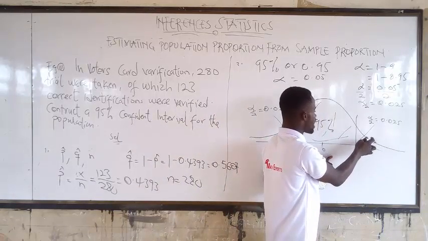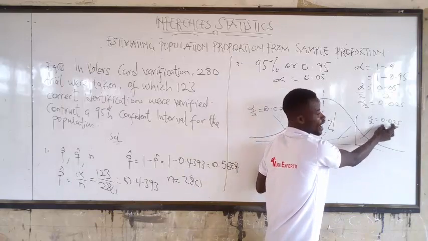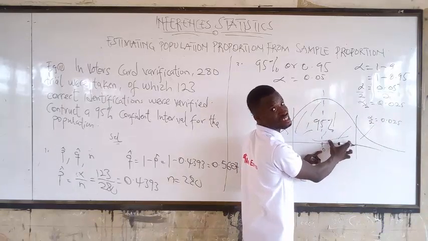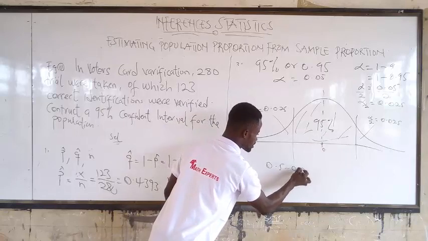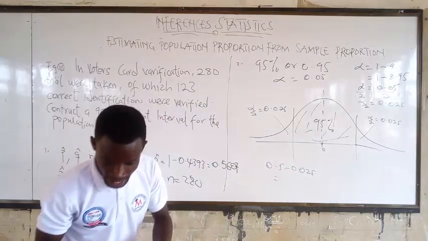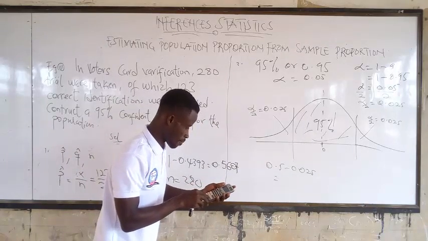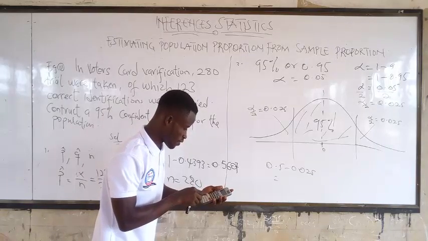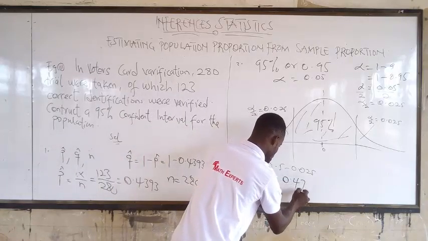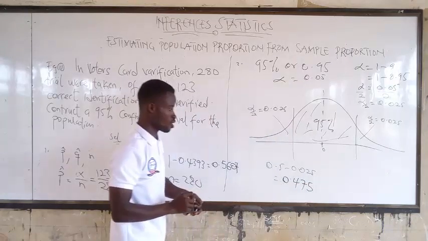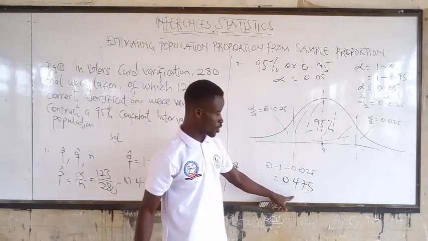If the area here is 0.025, then we can get the area here. So we subtract 0.025 from 0.5 in order to get the area there. And that's going to give you 0.5 minus 0.025, which is 0.475. So the area within here is 0.475.